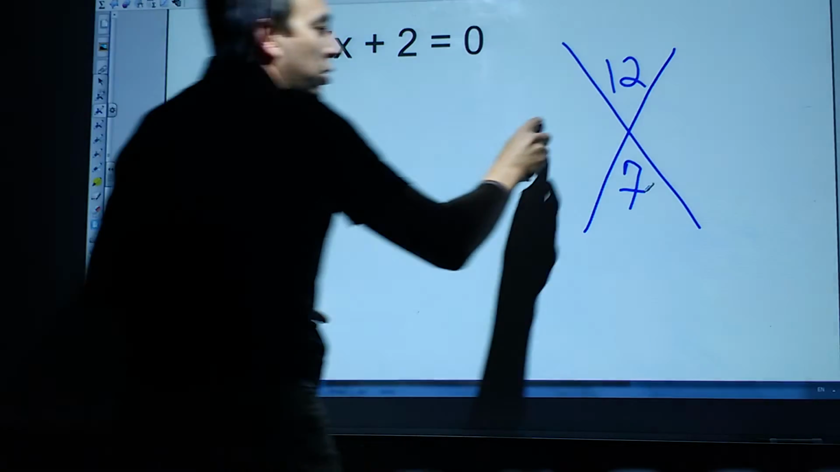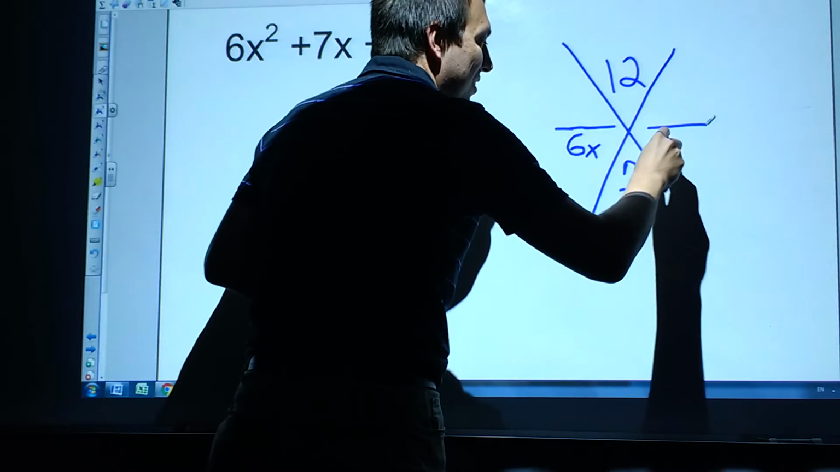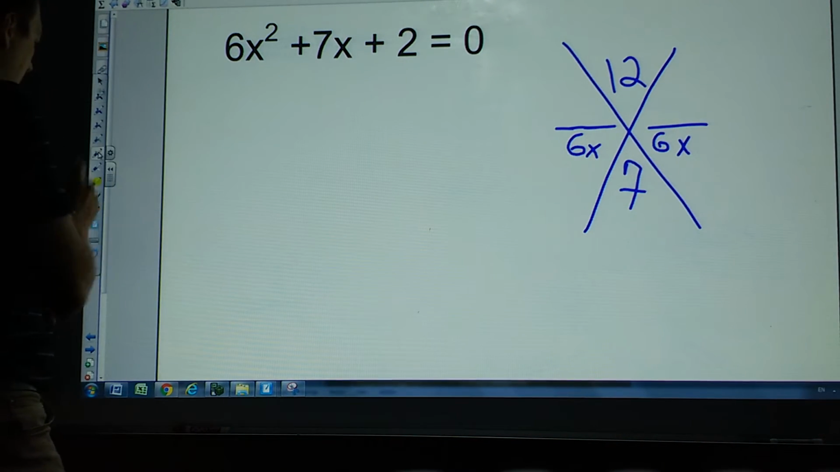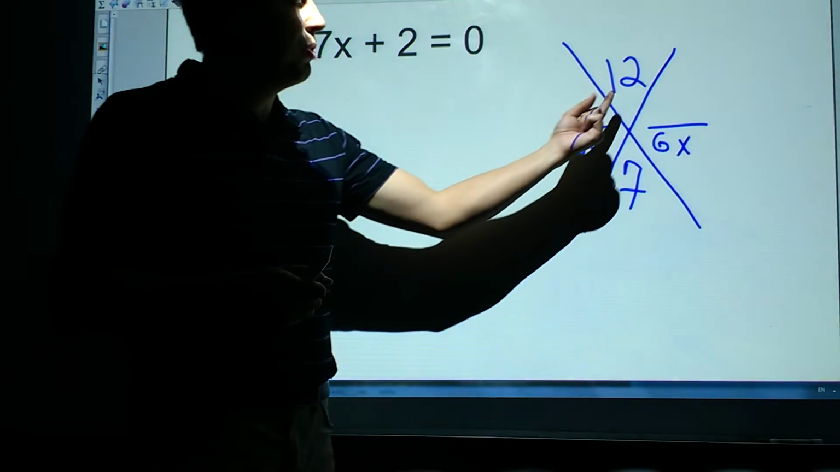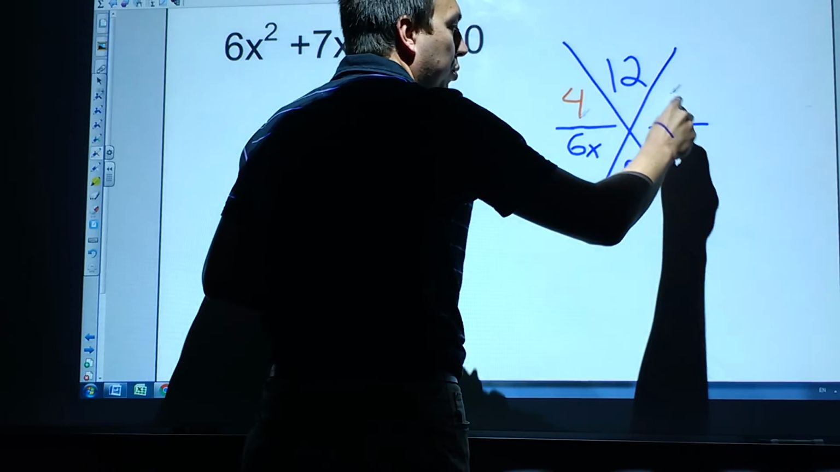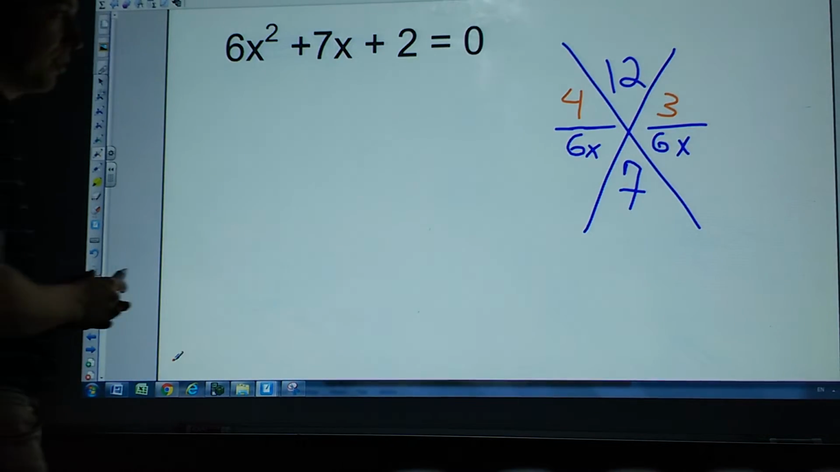But don't forget that you have to divide by 6, since there is a 6 out in front. So that is setting it up, factoring. What multiplies to give me 12, combines to give me 7? I think that's 4 and 3. 4 times 3 is 12. 4 plus 3 is 7.